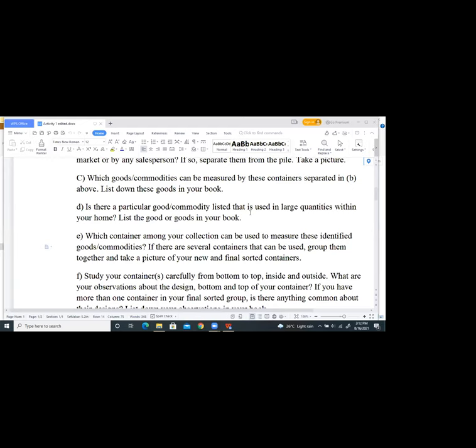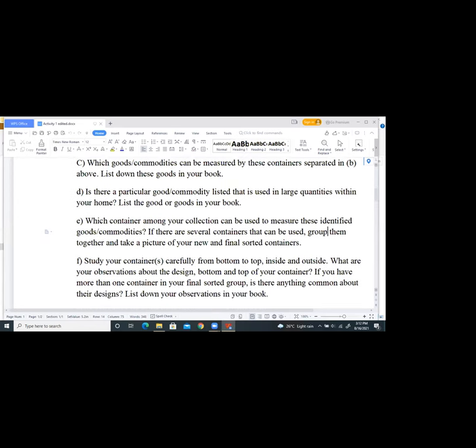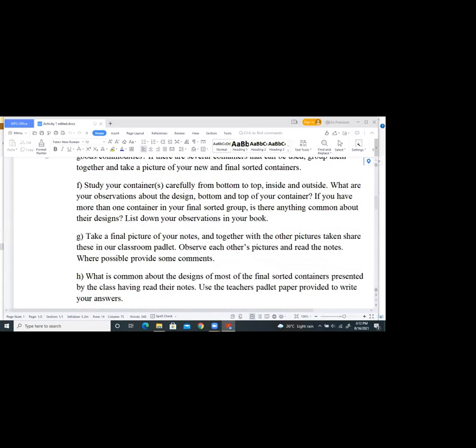Danielle, are you seeing the screen? What shall I read? Okay, read it for us, part F, such that other people can hear. Study your containers carefully from the bottom or top, inside and outside. What are your observations about the design, bottom and top, of your container? If you have more than one container in your final group, is there anything common about your answers?